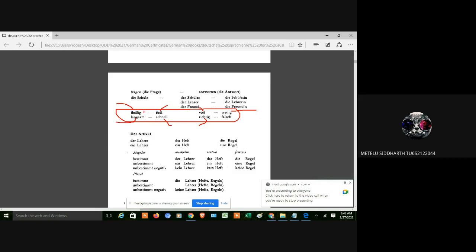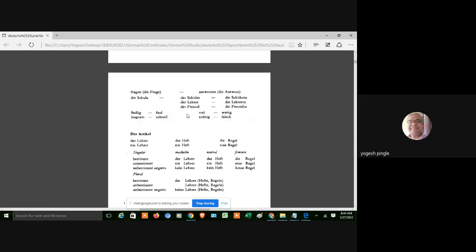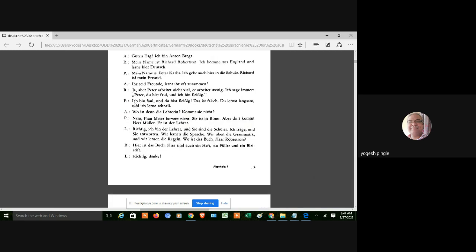Fleißig means hard worker. Faul means lazy. Okay. See, these things that we have come across over here: ich bin faul und du bist fleißig. Das ist falsch. I am lazy and you are hard worker. That is wrong. Okay, so falsch is wrong.